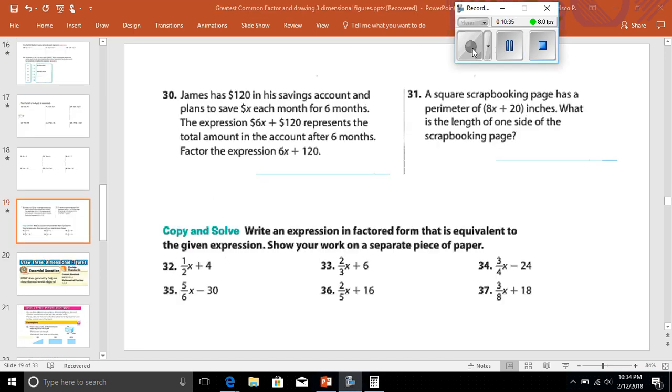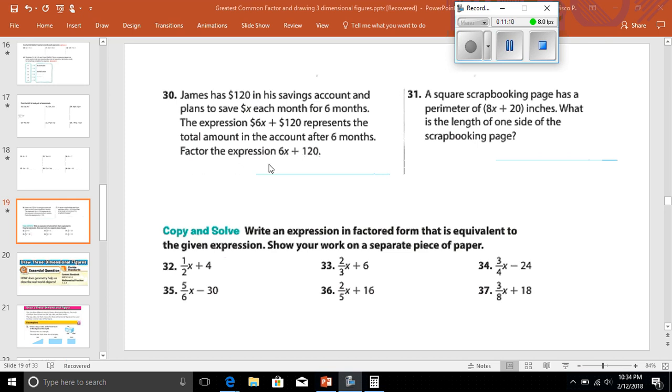All right, number 30 says, James has $120 in his savings account and plans to save x amount of money each month for 6 months. The expression 6x plus $120 represents the total amount in the account after 6 months. And that's accurate, don't you think? They're saying he has 120, and then for 6 months, that's the time, and we don't know how much he's going to put in each month. So now it's saying factor the expression 6x plus 120.